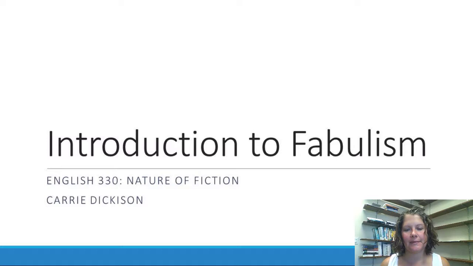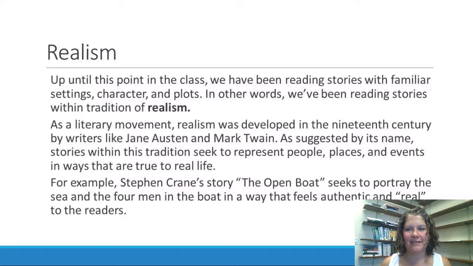Up until this point in class, we've been reading stories with familiar settings, characters, and plots. In other words, we've been reading stories within the tradition of realism. As a literary movement, realism was developed in the 19th century by writers like Jane Austen and Mark Twain. As suggested by its name, stories in this tradition seek to represent people, places, and events in ways that are true to real life. One example of realism is Stephen Crane's story, The Open Boat, which seeks to portray both the ocean and the four men in the boat in a way that feels authentic and real to the readers. So even stories that are fictional replicate experiences that feel realistic to readers.